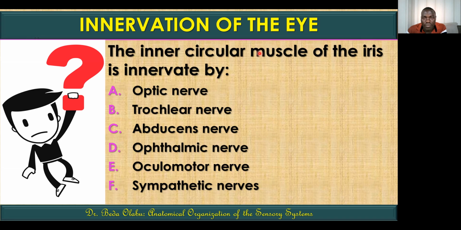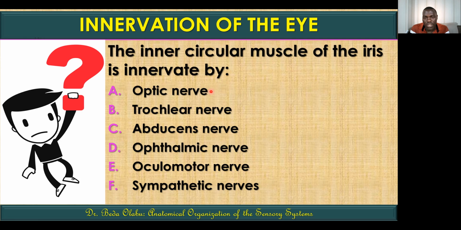I don't know why. Remember we mentioned that the iris contains smooth muscles. So first of all, the innervation here must be autonomic. It can either be sympathetic or parasympathetic. I am surprised that the majority of you are picking the first one. Yet when we discussed cranial nerves, we mentioned that the optic nerve is purely sensory. To innervate a muscle is a motor function, not a sensory function.